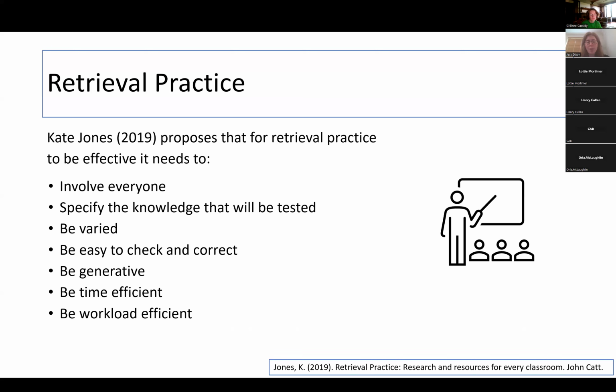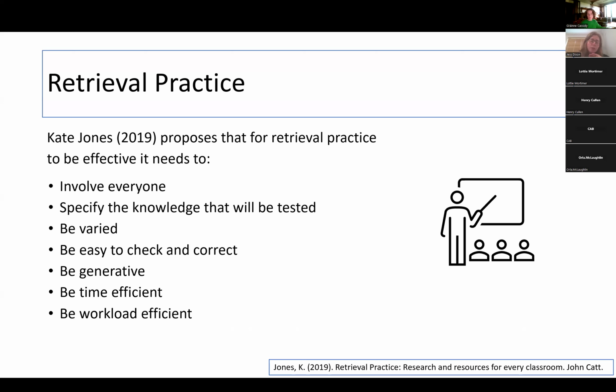Earlier, some people were talking about how we can fit everything in that we need to do in lessons, particularly if we're on reduced timetables. So it's really important that if we're doing these low stakes tasks, that we can do this quickly. It should be generative, so as much as possible, the students should be retrieving this information from their memory without prompts. This makes it much more difficult when revising grammar and vocabulary, because we will need to give them prompts. We will probably need to give them vocabulary as we go through it. It needs to be time efficient and workload efficient, as I said, to make sure that we can do this.